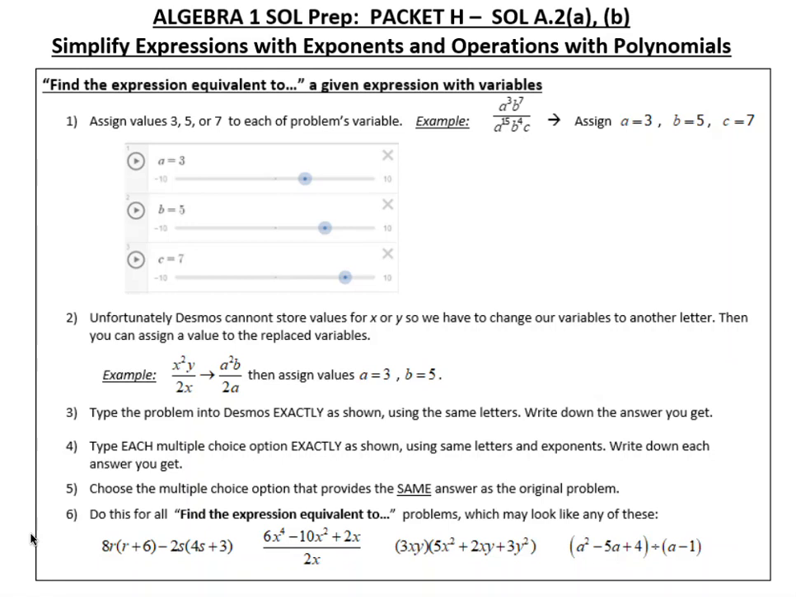Then you type in each multiple choice answer exactly as it's shown with the letters, the exponents, everything, and you write down the answers that you get for each of those. Whichever multiple choice option has the same answer as the original problem, that's the answer. You could do this for any problem that says find the expression equivalent to. It could be a distributing problem, it could be something with a fraction, it could be multiplying, it could be dividing. It doesn't matter what the problem looks like if it says find the expression equivalent to. So let's take a look at a couple of examples.